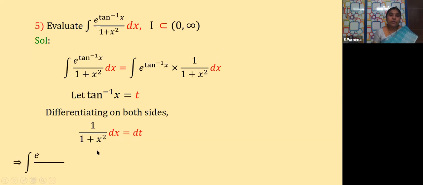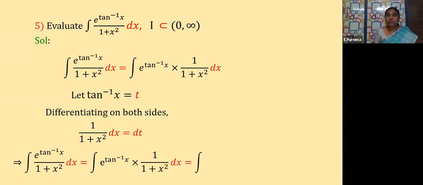Integral e to the power of tan inverse x by 1 plus x square dx is equal to integral e to the power of tan inverse x into 1 by 1 plus x square. This was our function. How is it changing now? e to the power of t. In place of tan inverse x, I am replacing t, into this whole term which is now dt. So in place of this entire term, I can write dt. So it is now converted to standard form or not?